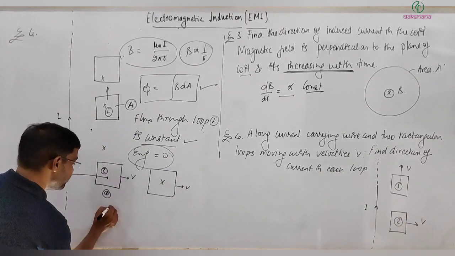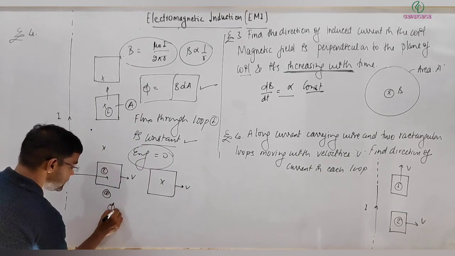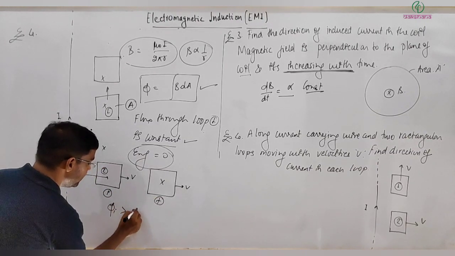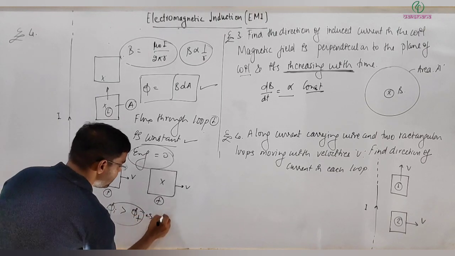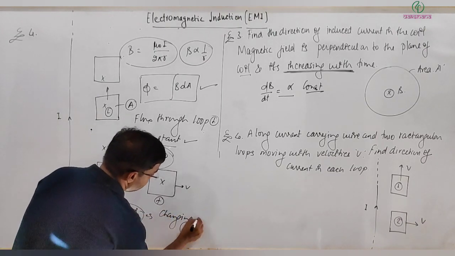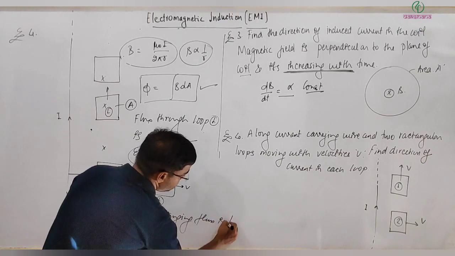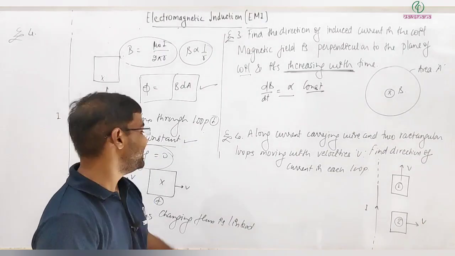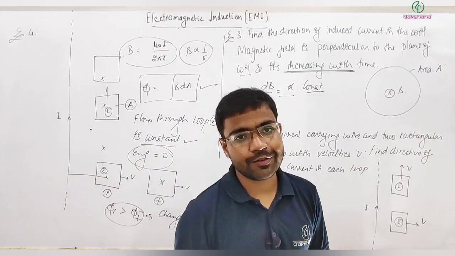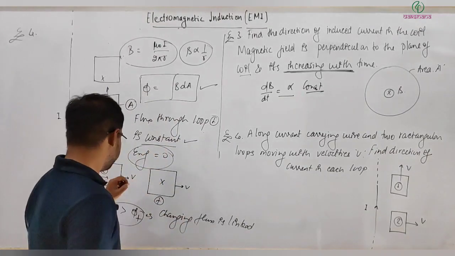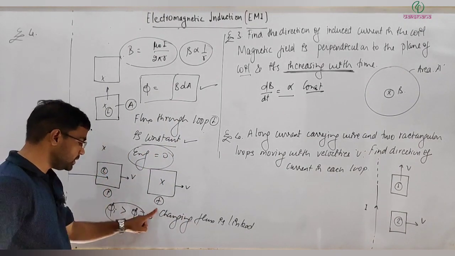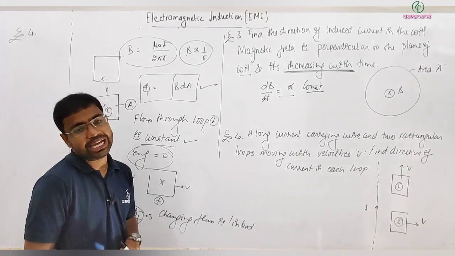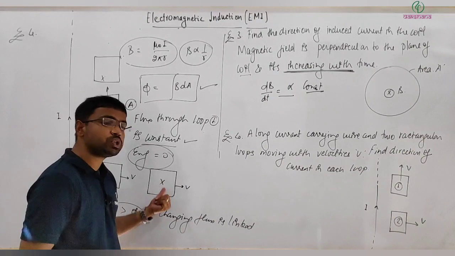So flux phi initial is greater than phi final. This implies changing flux is linked, so EMF will be there and current will be there. Next point is what will be the direction of current. As it's going from here to there, you can see the flux is decreasing.